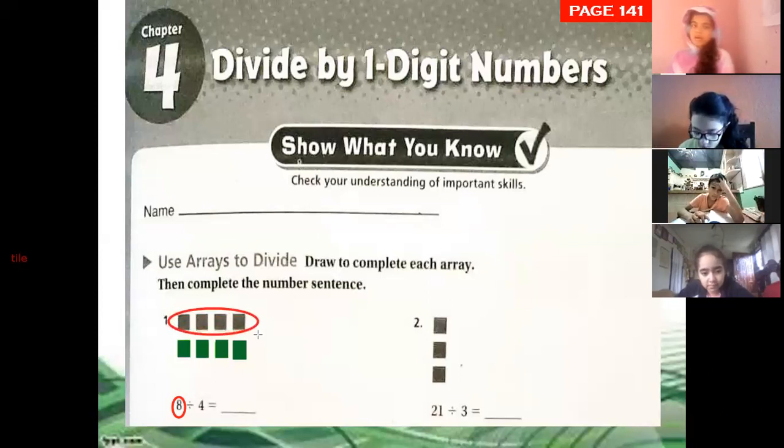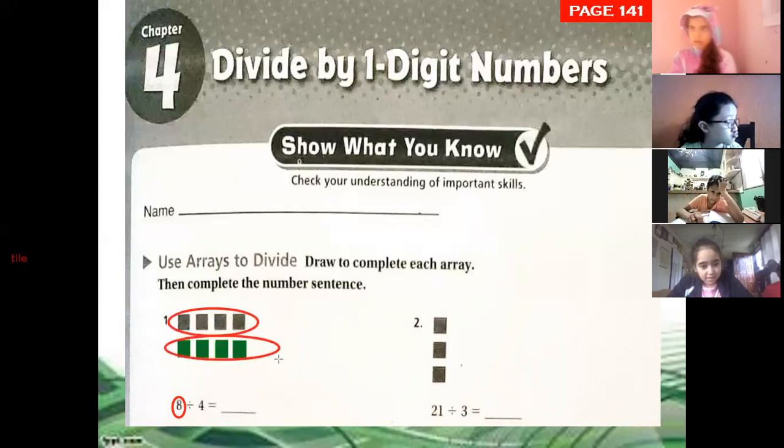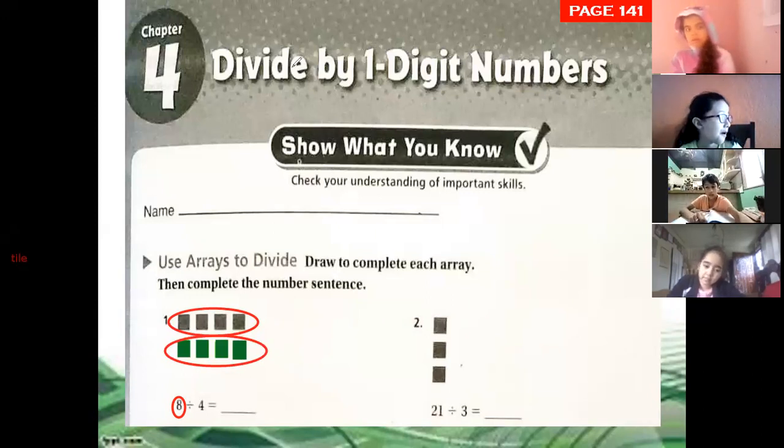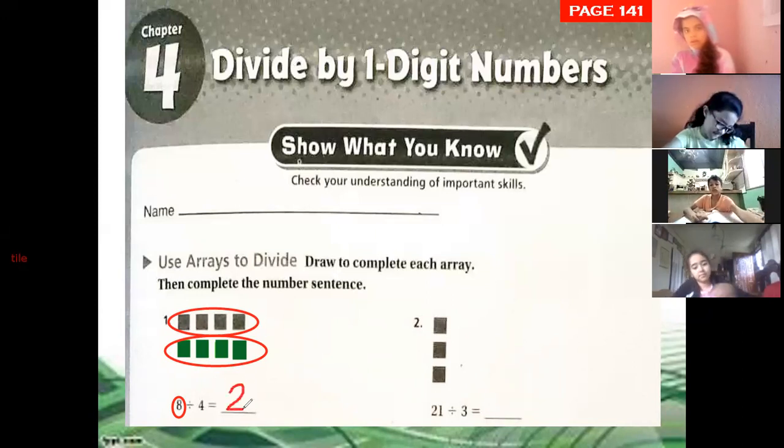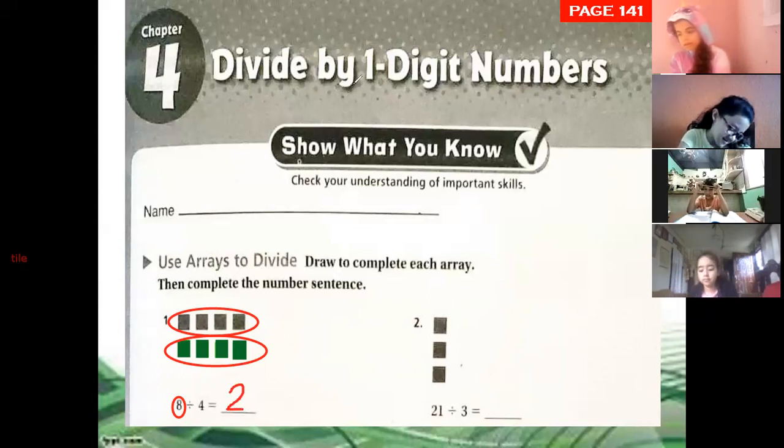The answer. See? The first one we have 4, and the second line, another 4. So we have 2 groups of 4. Now, the answer is the number of groups I made. How many groups did I make? 2. That's the answer.